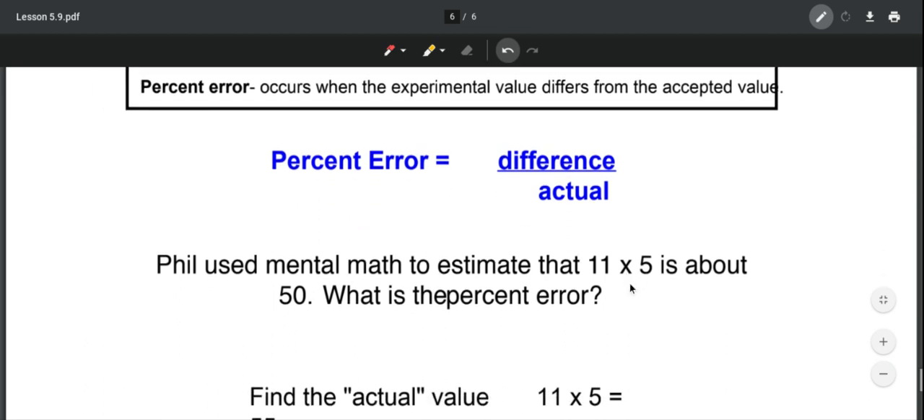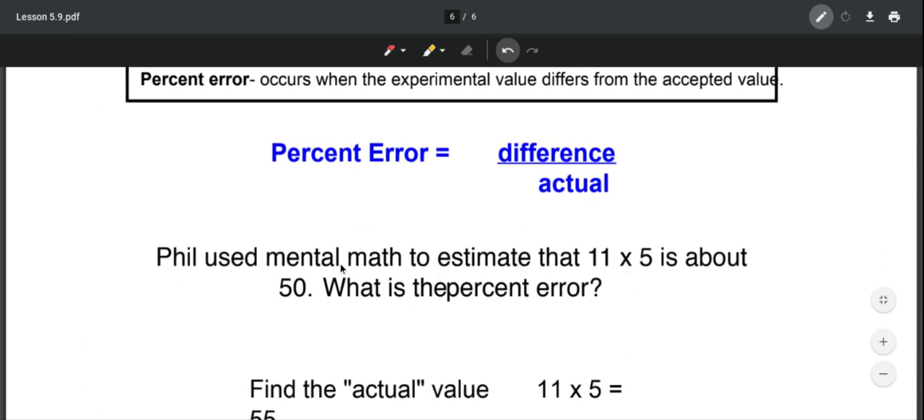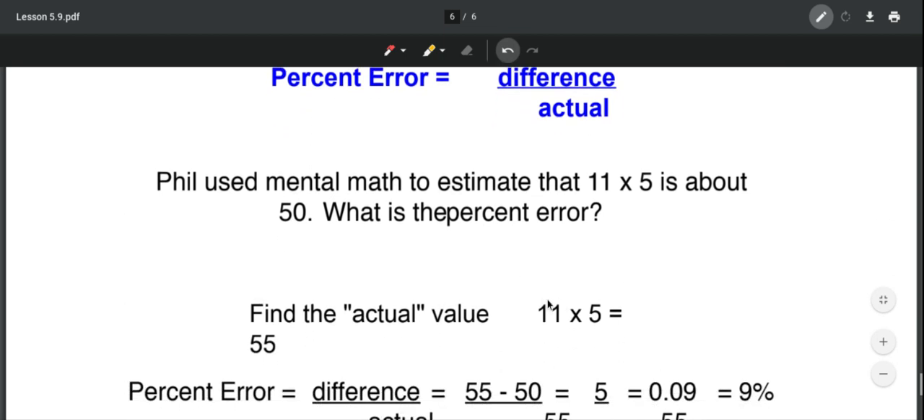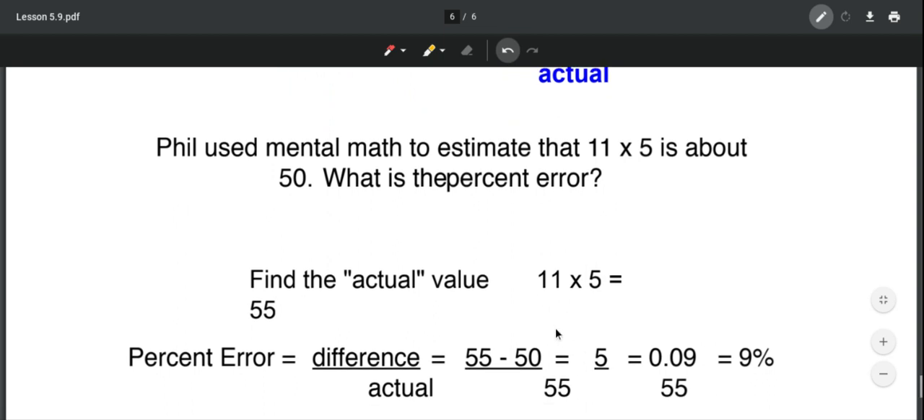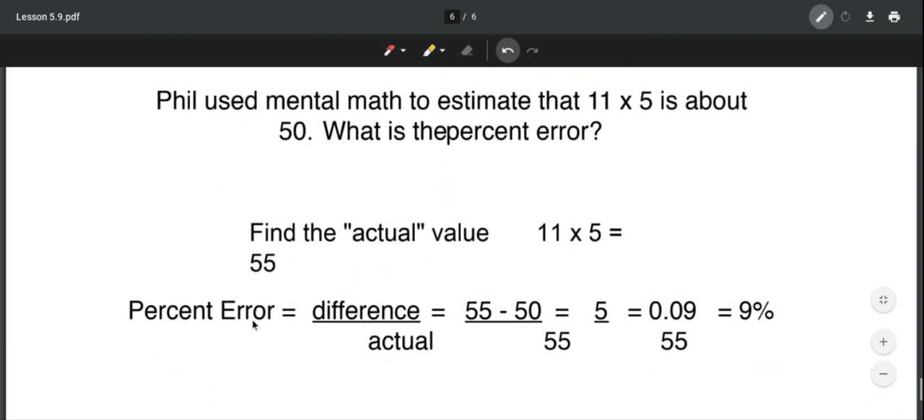Let's take a look at an example. Phil used mental math to estimate that 11 times 5 is about 50. What is the percent error? Well, to find the actual value, we would multiply 11 times 5 to come up with 55. So the percent of error would be the difference between the actual value and the value that Phil estimated, and then dividing it by the actual value, the number 55.